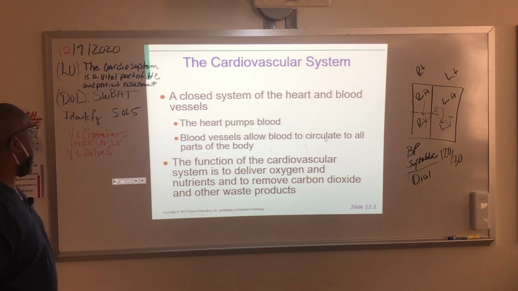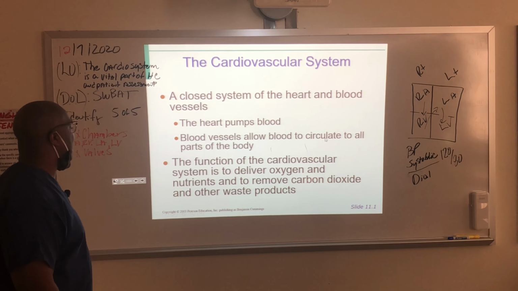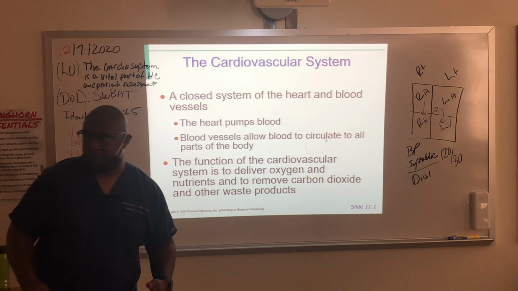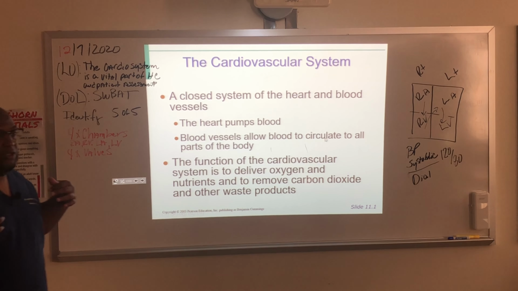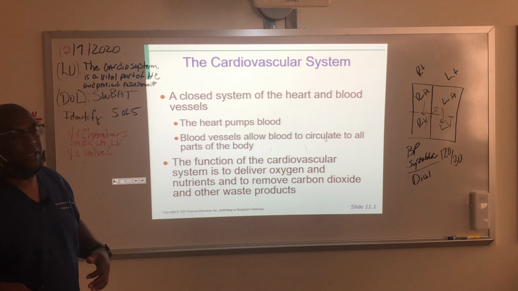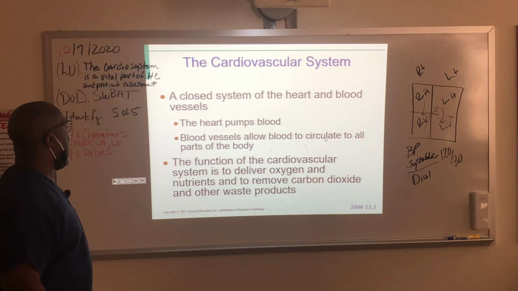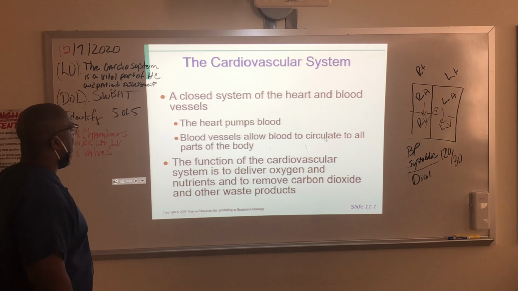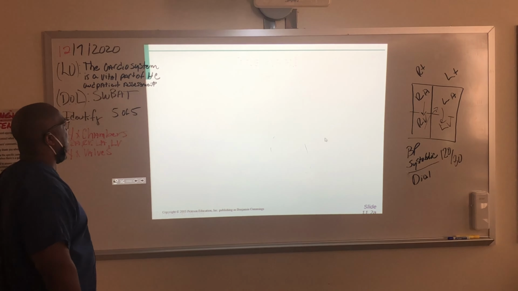The function of the cardiovascular system is to deliver oxygen and nutrients and remove carbon dioxide and other waste products, okay? Carbon dioxide is a waste. So when we inhale, that's a product that we need, right? Oxygen. When we exhale is a waste that we exude. The heart pumps blood. Blood vessels allow the blood to circulate to all the parts of the body.